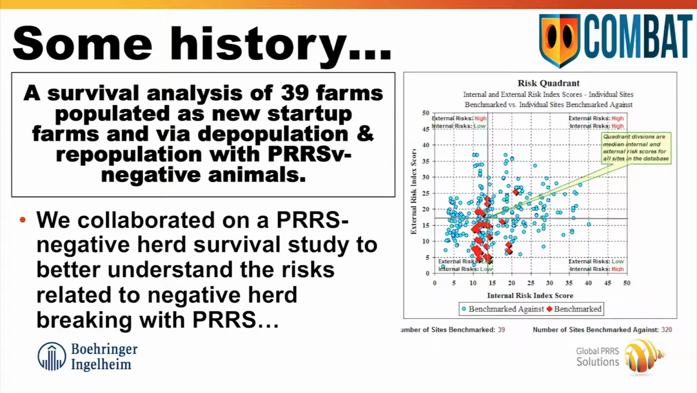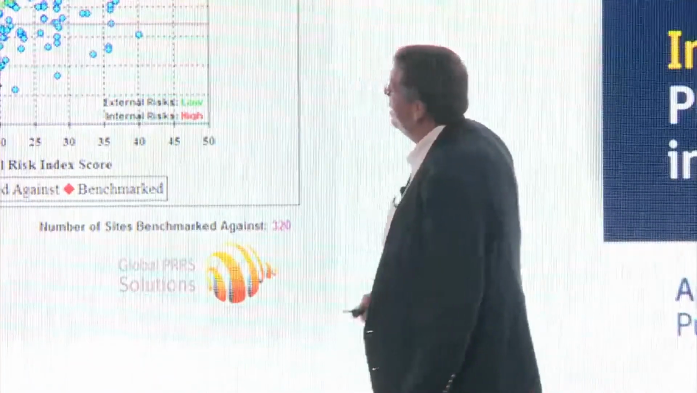Another project that we did is we worked with Paul Yeske at Swine Vet Center. Paul had set up a study to look at survival of PERS-negative herds from either startups or depop repops. We worked with Paul on that study and applied the risk assessment to that data, and that is again the red diamonds that you see in the matrix.